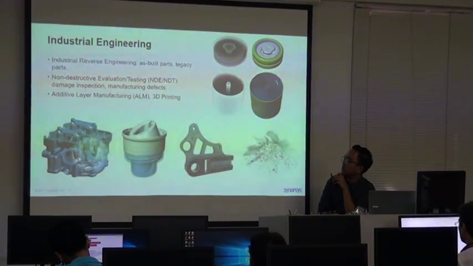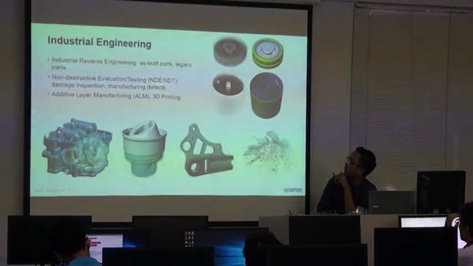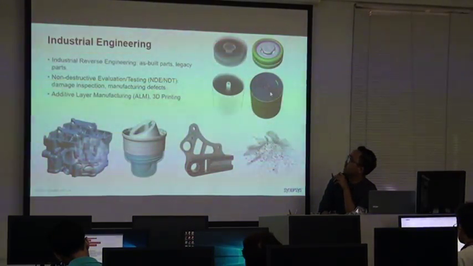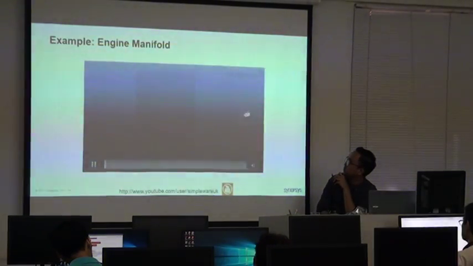And then here for inspection, we can see there's a defect, there's a crack inside this cylinder head. And as I said just now, the very thin layer inside the battery also can be captured, designed, modeled, etc. Okay? So this is the engine manifold example.